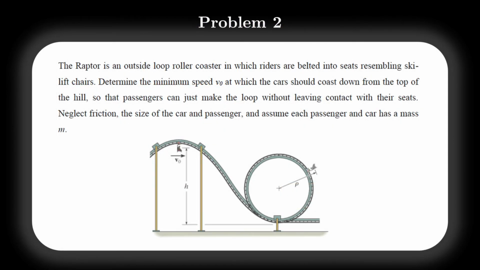It states, the Raptor is an outside loop roller coaster in which riders are belted into seats resembling ski lift chairs. Determine the minimum speed V0 at which the cars should coast down from the top of the hill so that passengers can just make the loop without leaving contact with their seats. Neglect friction, the size of the car and passenger, and assume each passenger and car has a mass m.